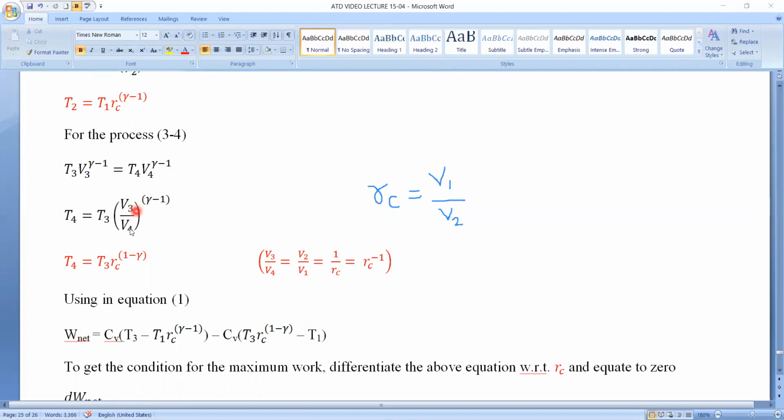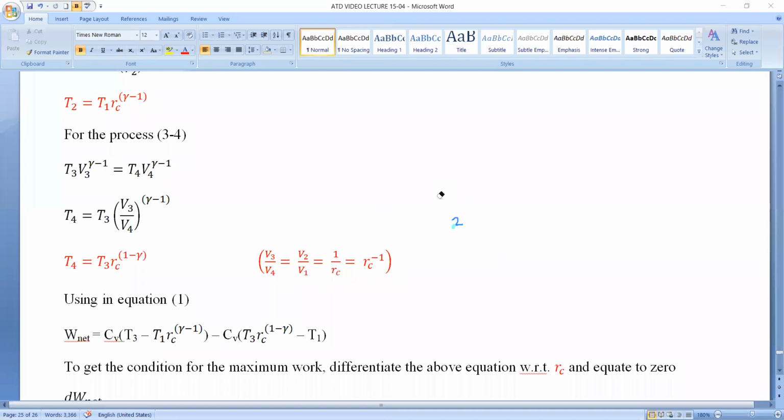Now I have written T4 equals T3, and instead of V3 by V4, I have written RC raised to minus 1, raised to gamma minus 1. So just multiply the bracket with the minus sign, you will get 1 minus gamma, so RC raised to 1 minus gamma. This is important. Don't commit any mistake here. Fine.